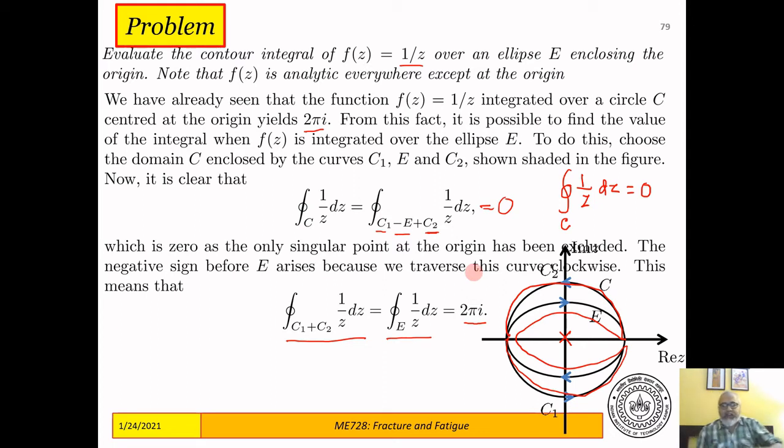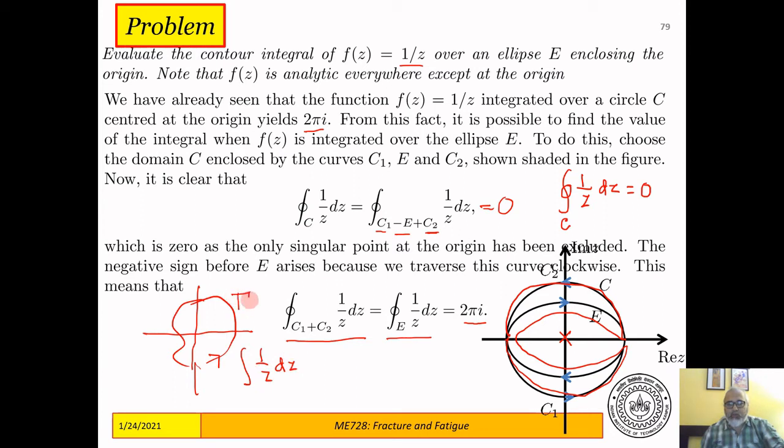Extending this, I can say that if I take any contour around the origin, the integration of 1 by z dz over this contour that encloses the origin, goes round the origin, will always be equal to 2 pi I. So if your contour goes once round the origin, then 1 by z will always integrate to 2 pi I, which is again a very, very powerful statement.